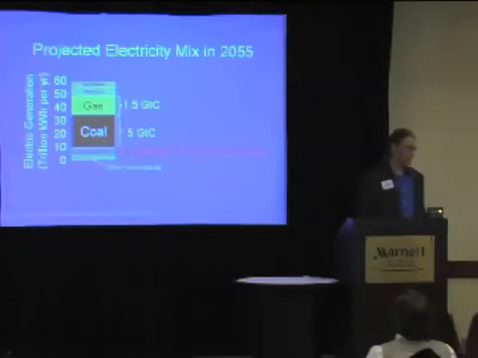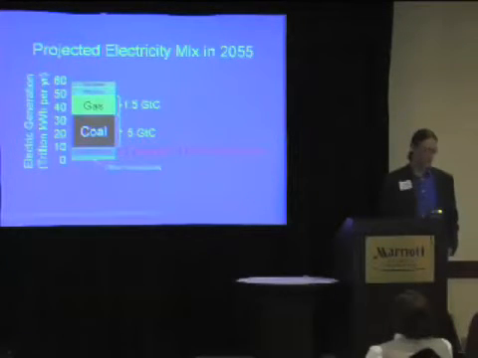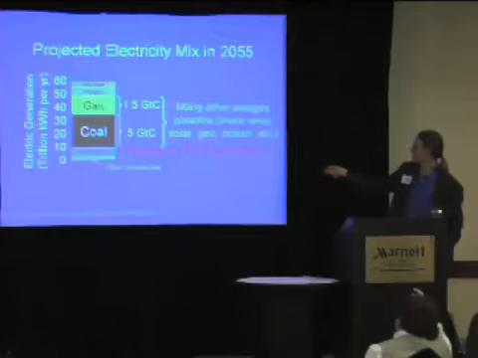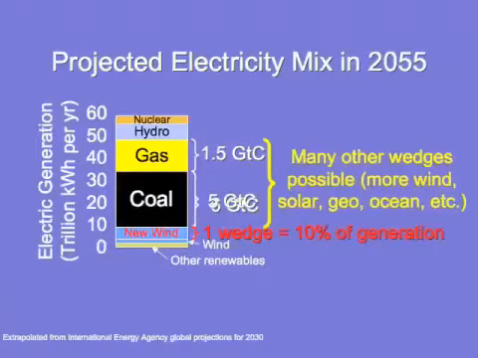Just illustrating what happens when you add 1 wedge of wind to take a bite out of coal, that there's plenty of room left from other resources that can displace the remaining coal and gas that are producing CO2 emissions in a potential electricity mix 50 years hence.